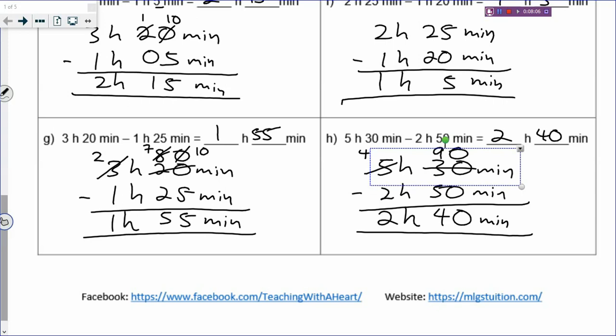All right, so hopefully by now you know how to add and how to subtract duration. This is called duration. What is duration? It means how many hours and how many minutes. Okay, let's go to the second part.